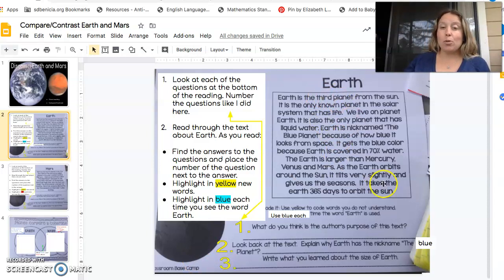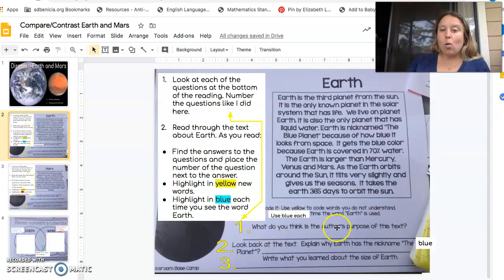Next, read through this text, and as you read, find the answers and place the number of the question next to the answer. So for instance, if the question is, what is your name? Then I would write the number 1 where I wrote my name. That way I can go back through. You may need to read through each of the questions more than once in order to find the answer.